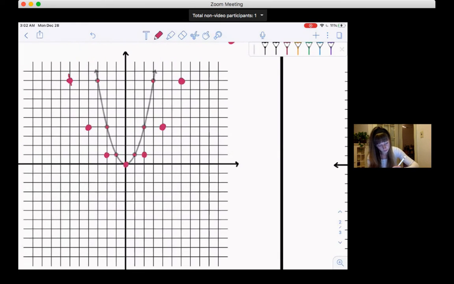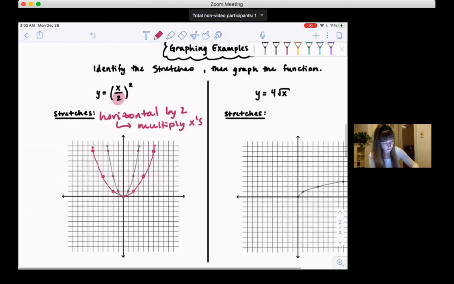Okay, so those are our new points, and if we connect them, we see that we have the shape of the original graph, but it's been stretched to the side. It's like we took it and we pulled it side to side. So we kind of pulled it apart horizontally, or stretched it horizontally. Okay, so that's how you do a horizontal stretch.